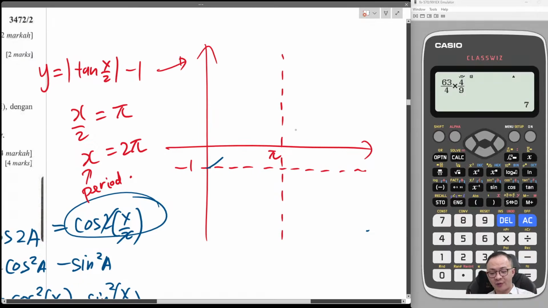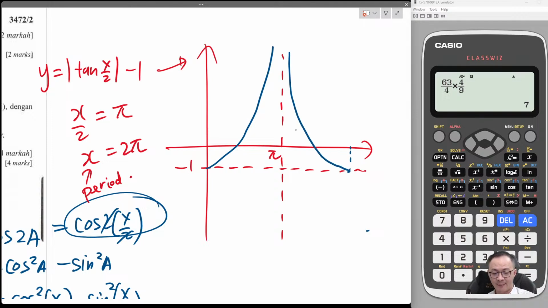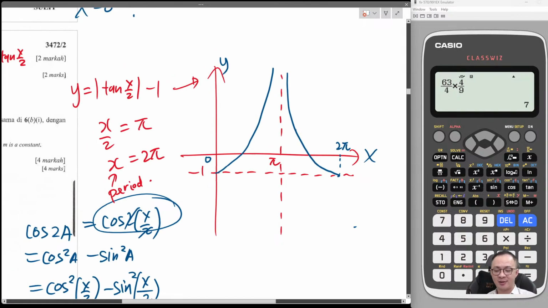Okay, so from here I'm going up like this. This one from here I come down. I will stop at 2 pi. Okay, this is x, this is y, this is 0. Done. Let me sketch the symmetry a little bit more.